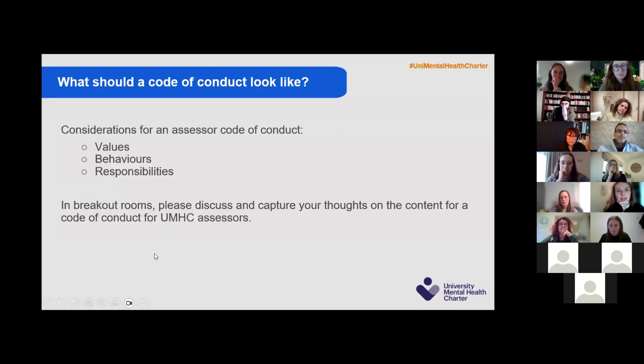So what we'd like to do is just pick your brains in this final discussion. And what I'm recommending is perhaps we do it as a full group. Please feel free to raise your hand and contribute verbally, but also if you feel more comfortable adding things into the chat panel, we can keep an eye on that and respond. What should a code of conduct look like?